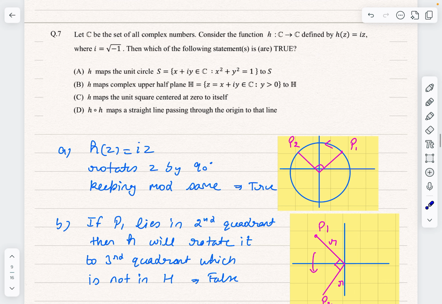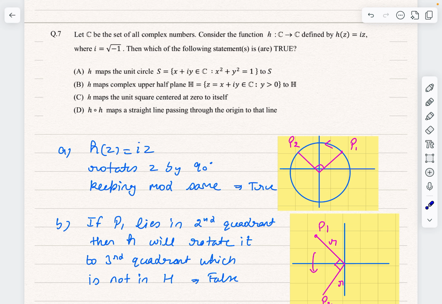In the seventh one, we have a function from complex number to complex number, h of z is eta times z, then which of the following statements are true? First of all, you see when you do h(z) equal to eta z, multiplying a complex number with eta rotates it by 90 degrees in anti-clockwise direction, keeping the modulus same. If you multiply a complex number with eta, geometrically it rotates the complex number by 90 degrees, keeping the modulus same.